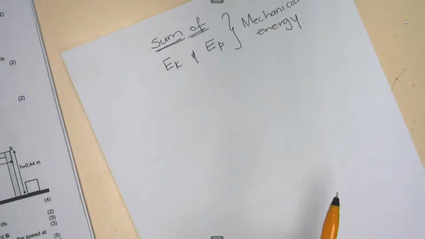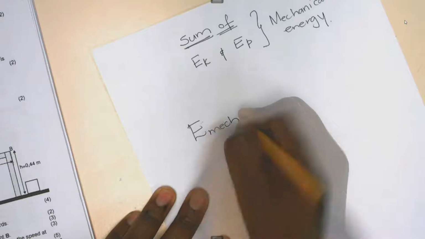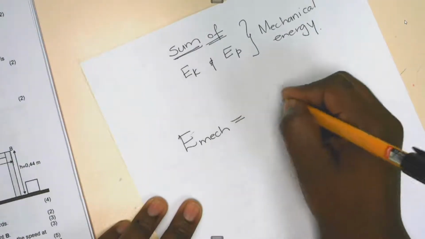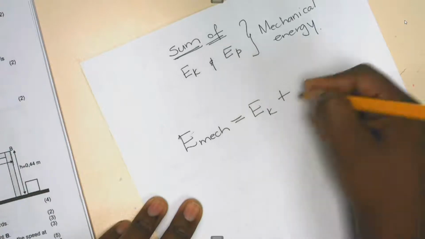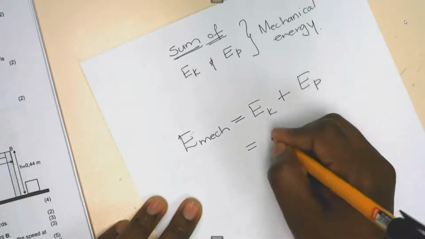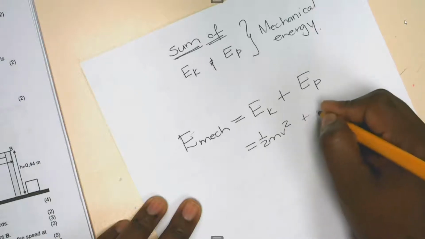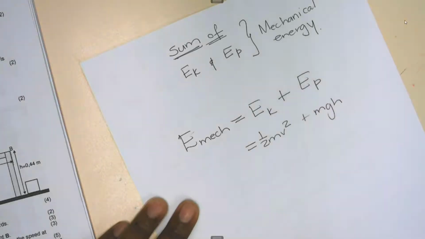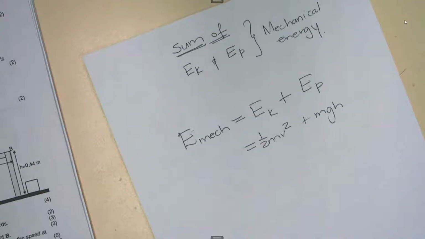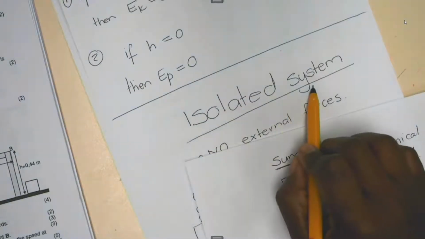So, to calculate the mechanical energy, I'm used to this one. E mech is the sum of EK and EP. You can even break down this formula further to say EK is half mv squared and EP is mgh.